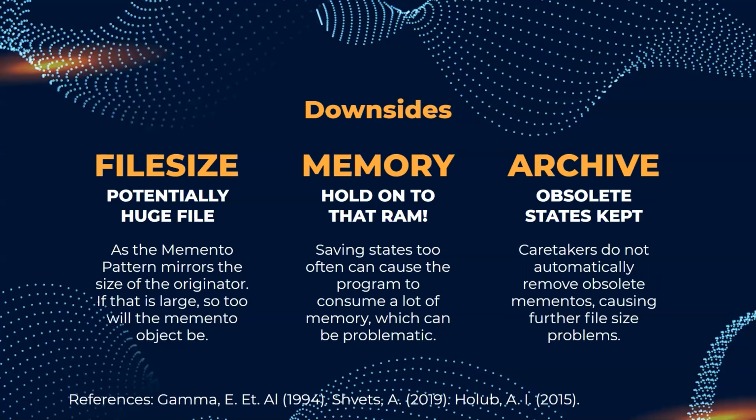In terms of obsolete states or the archives, by default, caretakers do not automatically remove obsolete snapshots. Since these states mirror the originator, this can cause the file issues spoken of a moment ago with huge files. The main issue, however, is that many of these may no longer be retraceable and are kept anyway. Many applications will mitigate this by removing states when the program is closed, or removing all prior saved states.